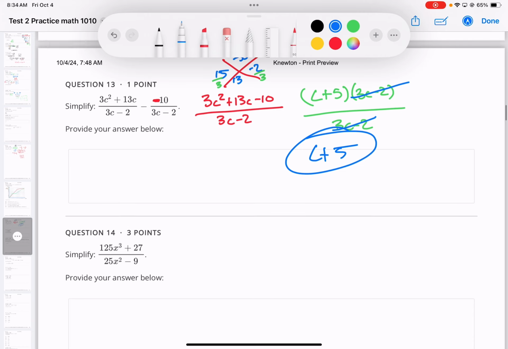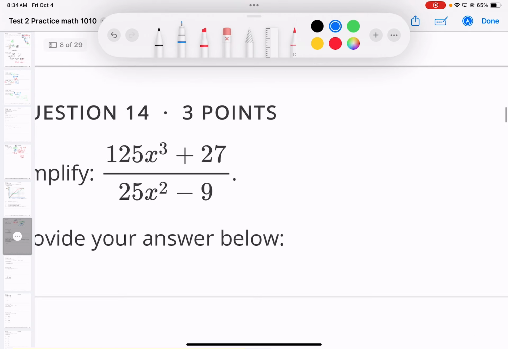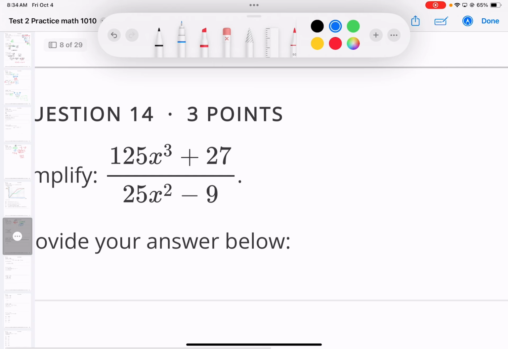Ooh, I like this one. This next one's a good one. Okay, what is this? Sum of cubes on top, and then difference of squares on bottom. Okay, so remember we follow a specific pattern.